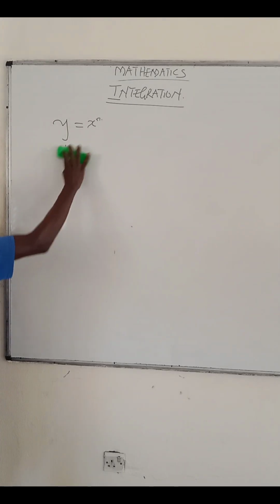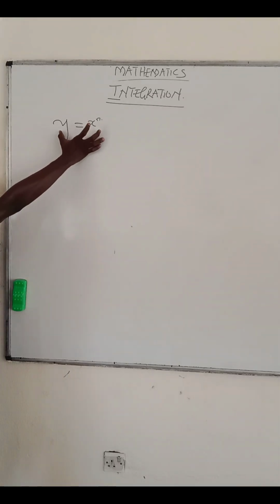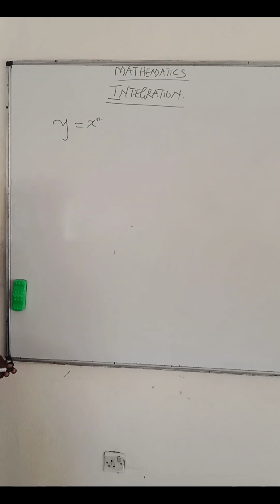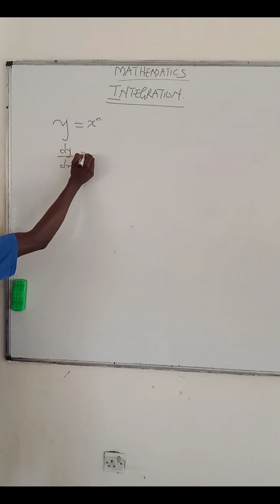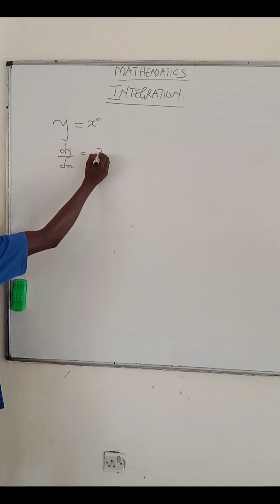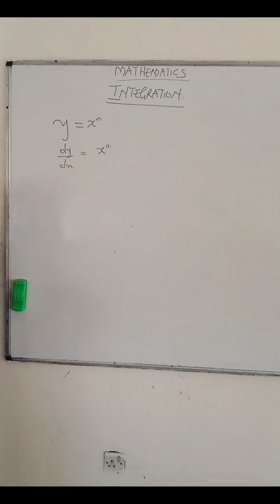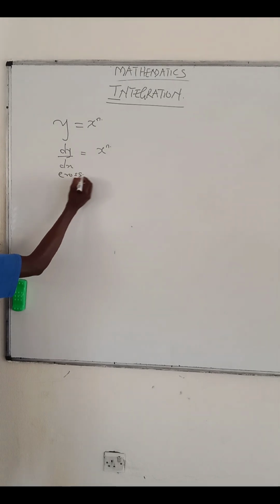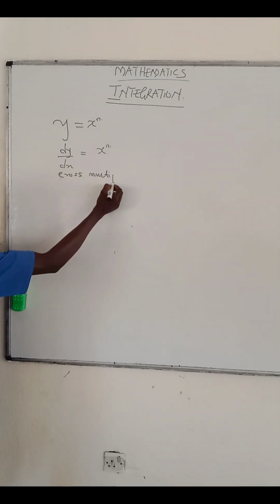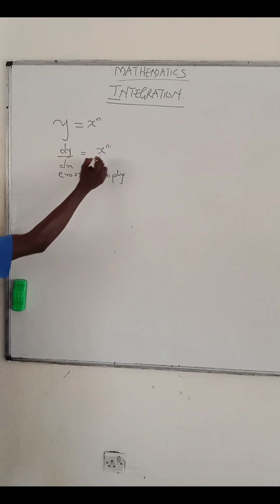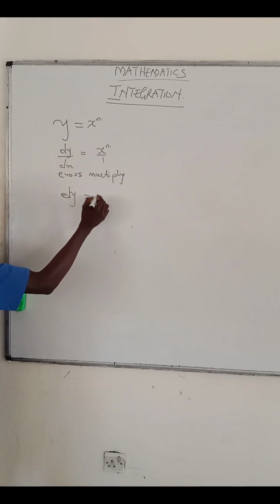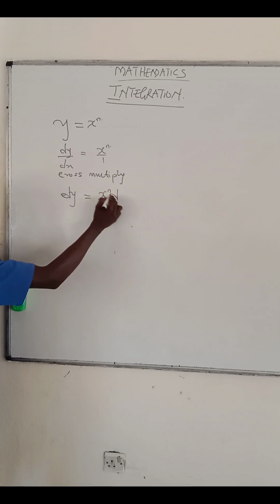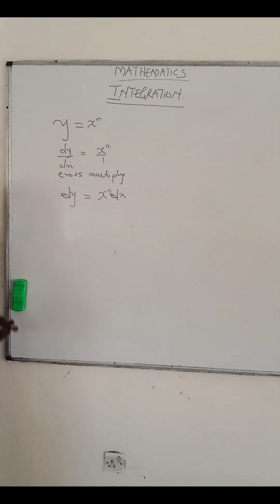So now, from this form, we are going to arrive at integration. Now, dy over dx is going to be equal to what? It's going to be x raised to power what? n. So when you cross multiply, you are going to have something like this. dy is equal to what? x raised to power n dx. Is that not so? Yes.